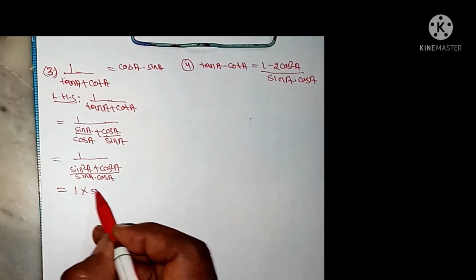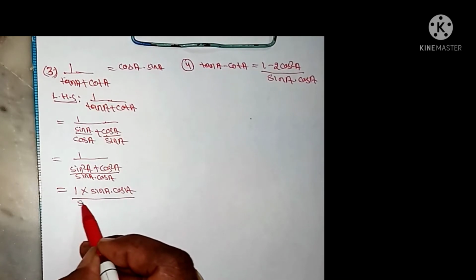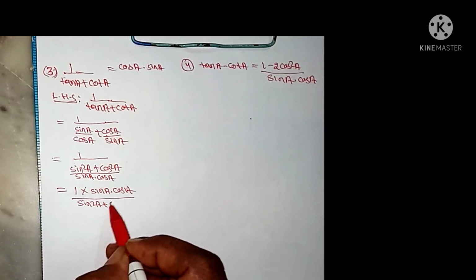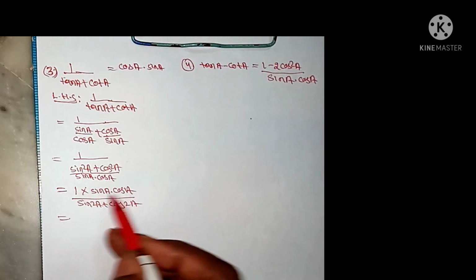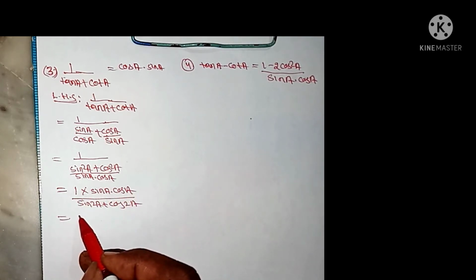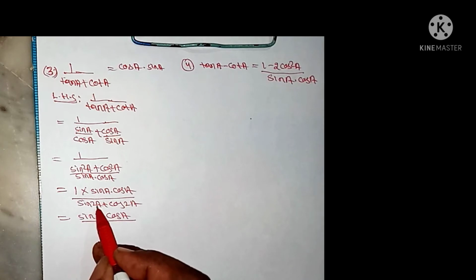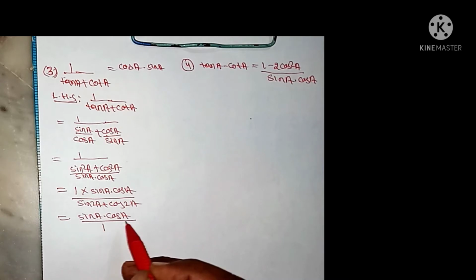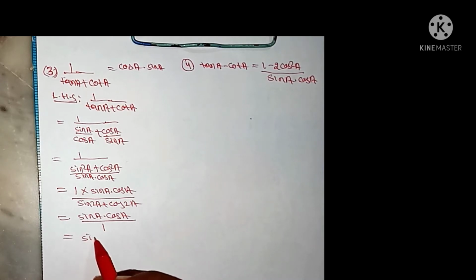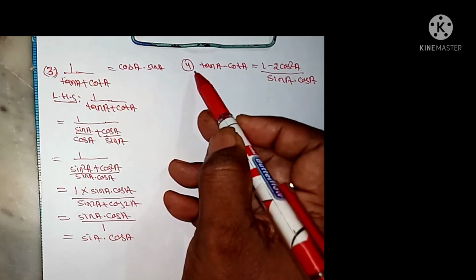Write the reciprocal form of this. 1 into sin A into cos A by sin square A plus cos square A. Now 1 into this equals itself, sin A into cos A by sin square A plus cos square A, which is an identity equal to 1. So sin A into cos A, which is equal to RHS.